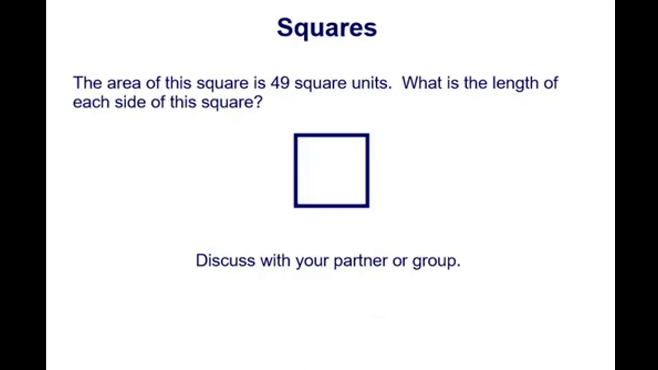So now the area of this square we know is 49 square units. What is the length of each side of this square? Discuss with your partner or group. How can you relate the last example we just talked about to this one? How can you relate what you know about the area of a square and the formula to help you find the length of that side?